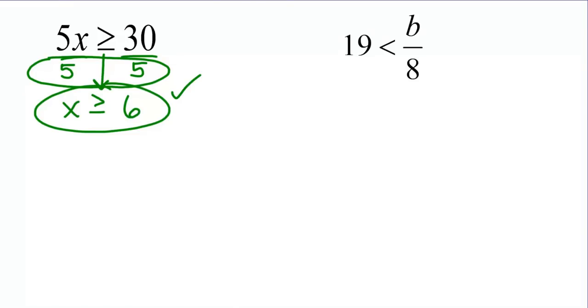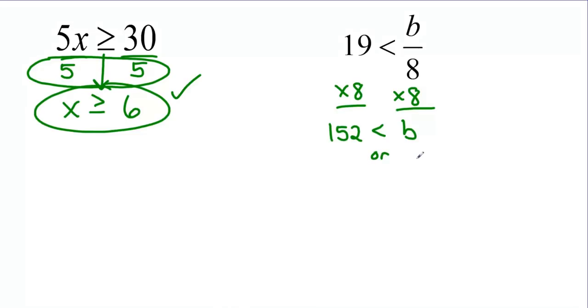Next one, 19 is less than b divided by 8. The inverse operation here would be multiplication, so I'm going to multiply both sides by a positive number. So again, I am not going to be flipping my inequality symbol around. 19 times 8 is 152. So 152 is less than b.